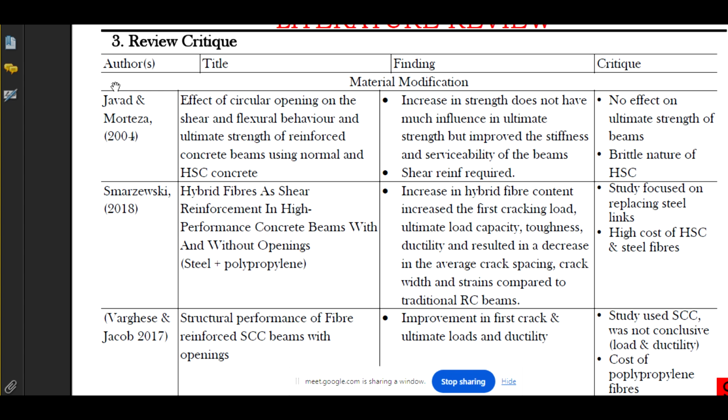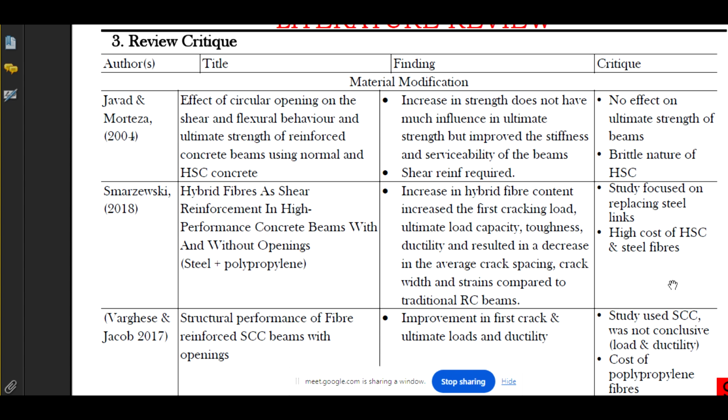Okay, this is just a format. You can change some areas, but the key area that must be there is, of course, the title and the others, you must have the last column, the critique. The critique is from what they have done, what still remains to be done.